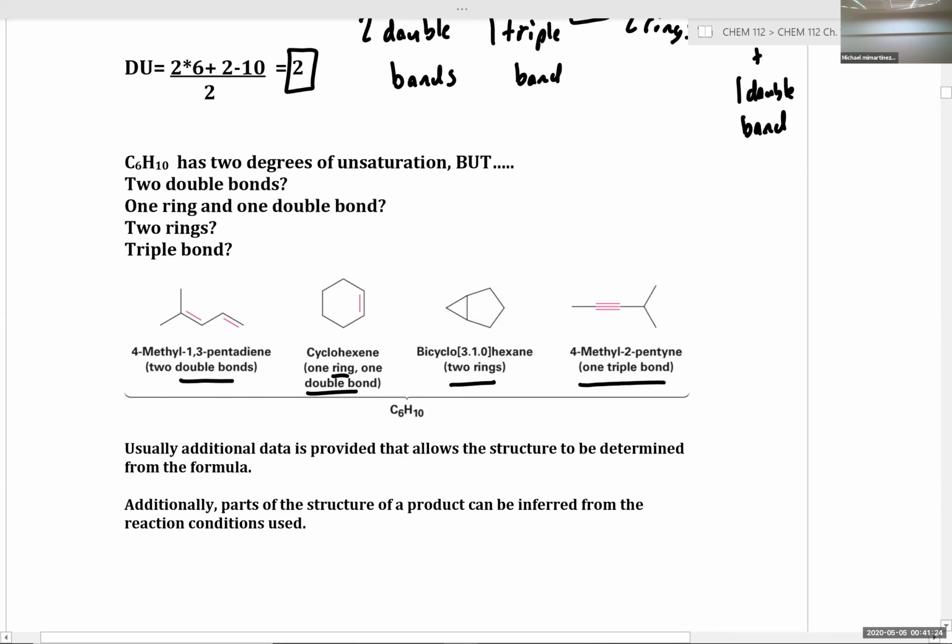Now, additionally, often as we'll see in this next chapter, part of the structure of a product can be inferred from the reaction conditions used. So we can use reactivity as also a gauge. This is covered more in Chem 113 when you start doing chemical tests for different functional groups.